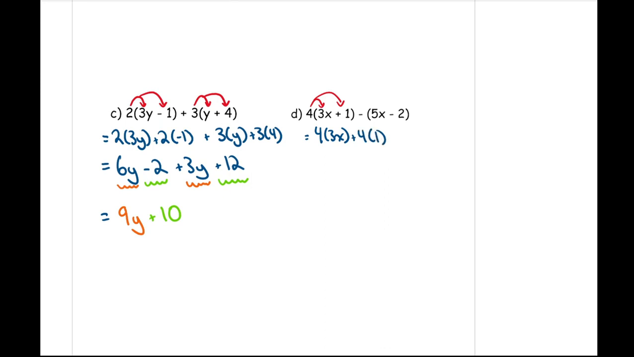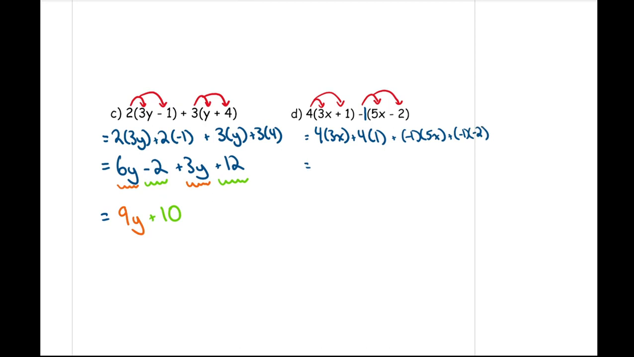The next part is a little bit different. I have a minus here. We can assume, though, that there's a negative 1 in front. There's an invisible 1 there. So that invisible negative 1 is going to get multiplied through to the rest of them. So I'm going to add negative 1 times 5x and then plus negative 1 times negative 2.